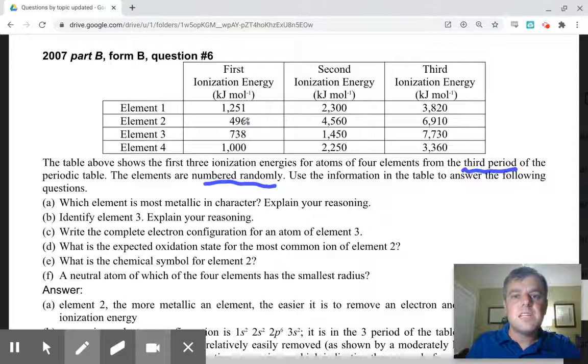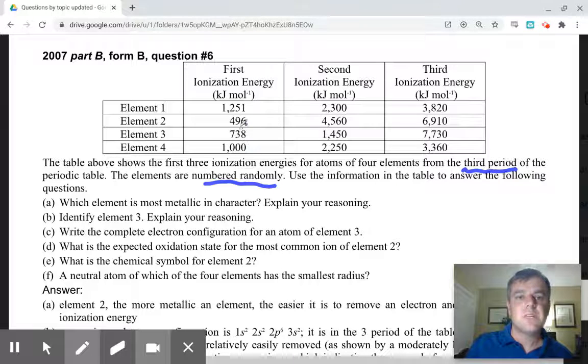So what you might notice first off is your first ionization energies. Since we're on the 3rd period of the periodic table, that starts with sodium and goes all the way to argon. So the ones with the lowest ionization energies are going to be furthest to the left, and the ones with the highest are going to be furthest to the right. Now, there's a few other things you might notice.